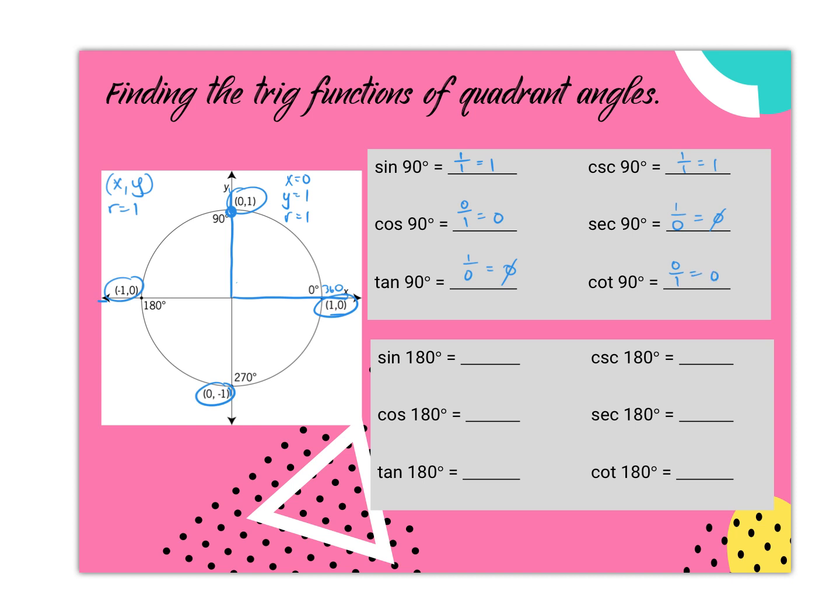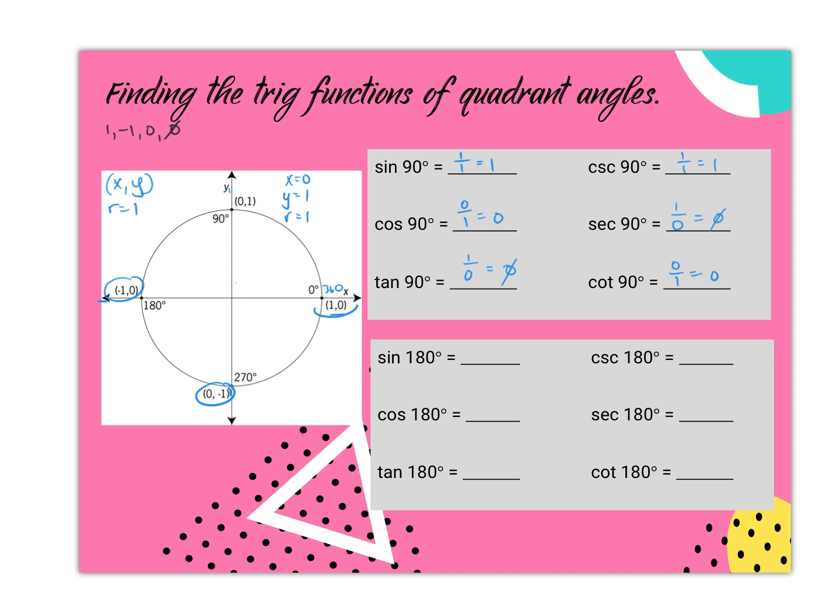You're going to find that your answers for these quadrantal angles are either going to be 1, negative 1, 0, or undefined. As long as you use these values, it's always going to be equal to that. So again, let's try another one. Sine of 180 degrees.